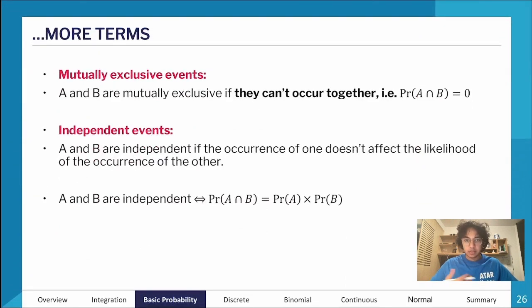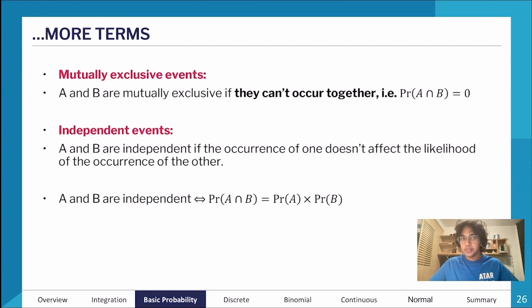Okay, and a little bit more terms. I know basic probability is just a lot of memorization, but trust me, once you get to the cool stuff with discrete, binomial, and continuous, I think it's quite worth knowing these. I potentially get a lot of questions about mutually exclusive and independent.